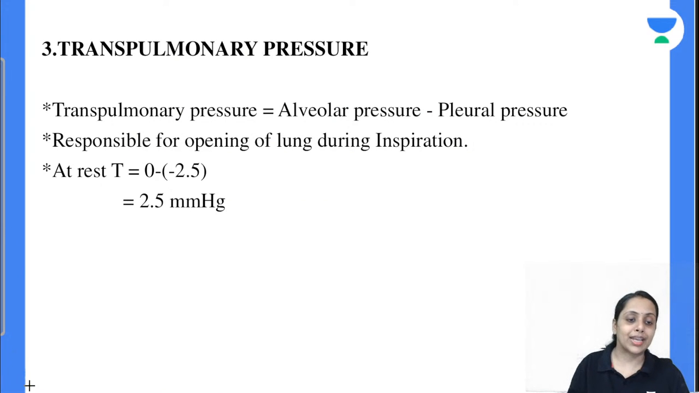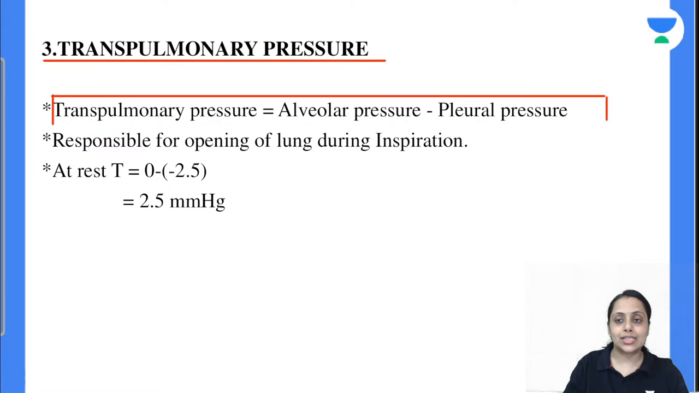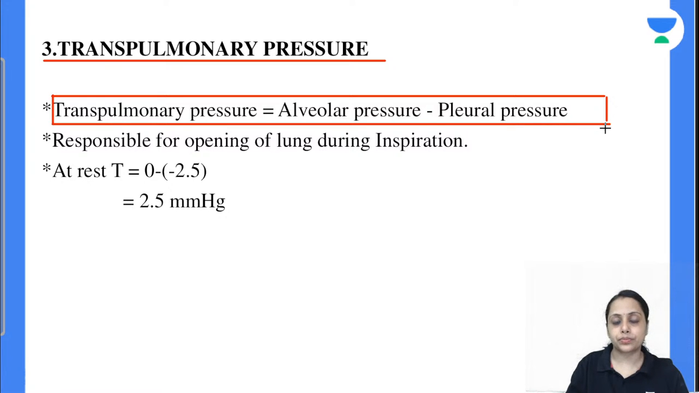Moving further to the next pressure, that is transpulmonary pressure. This transpulmonary pressure is the right one. It is equal to alveolar pressure minus pleural pressure. And this transpulmonary pressure is responsible for the opening of the lung during inspiration.